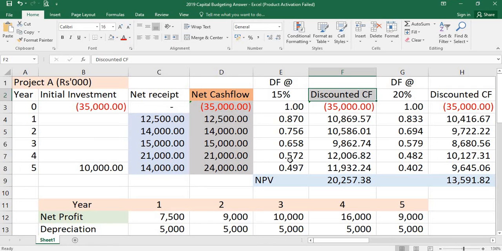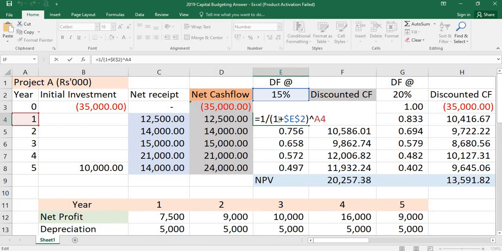That is the meaning of discounted cash flow. How can we do it? As we discussed in the previous video clips, we have to adjust with the discounting factor, which means the cost of capital percentage. At year 0, the value will be 1, and then from year 1 to year 5. How can we calculate this discounting factor?